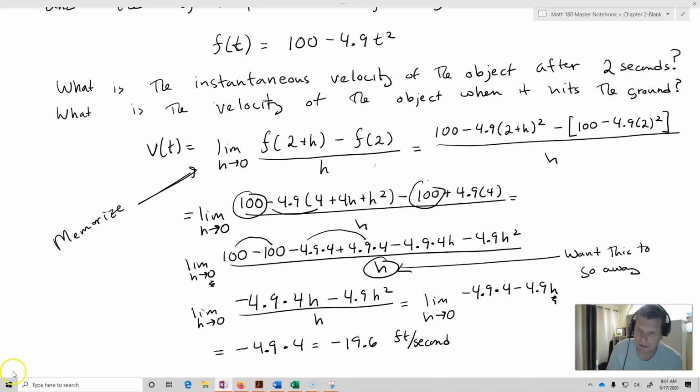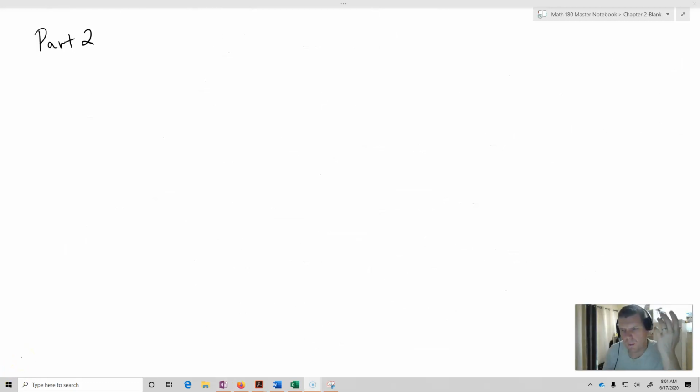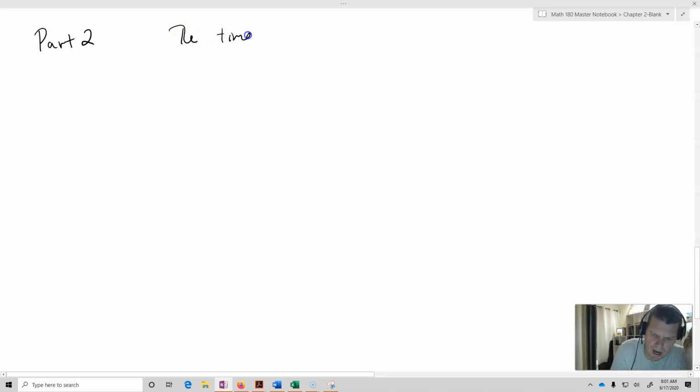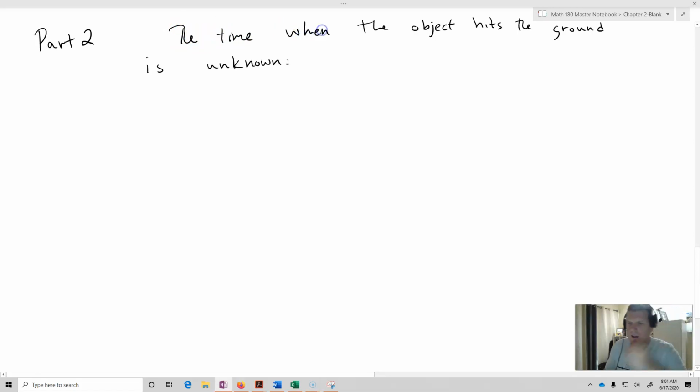Now let's answer part 2. Part 2 asked what is the speed that the object is traveling when it hits the ground? So I don't know the time. The time when the object hits the ground is unknown. So what I need to do first is find the time.